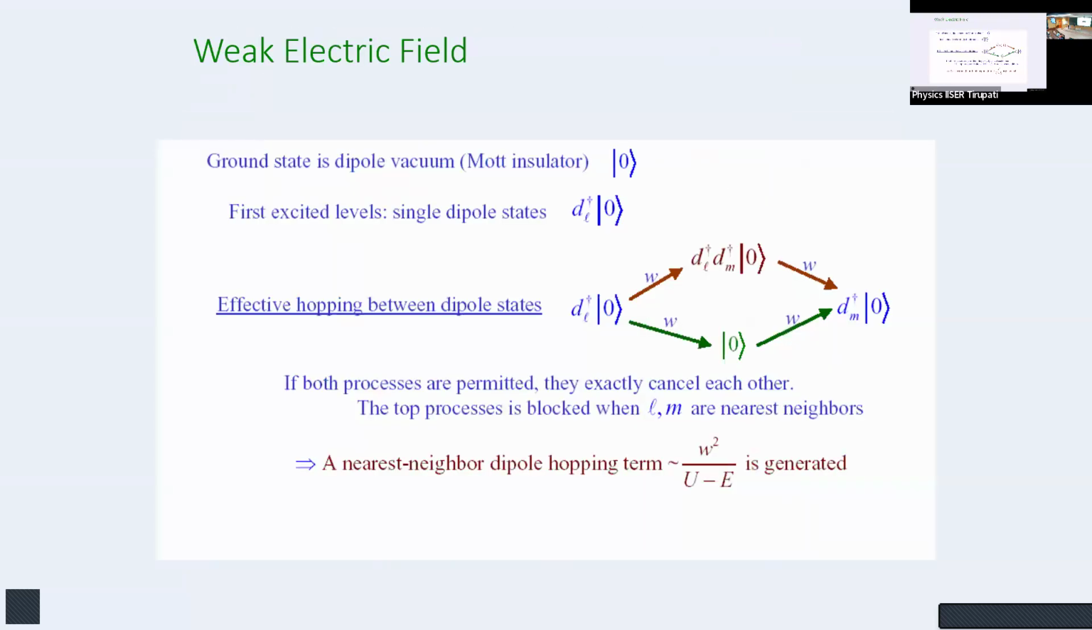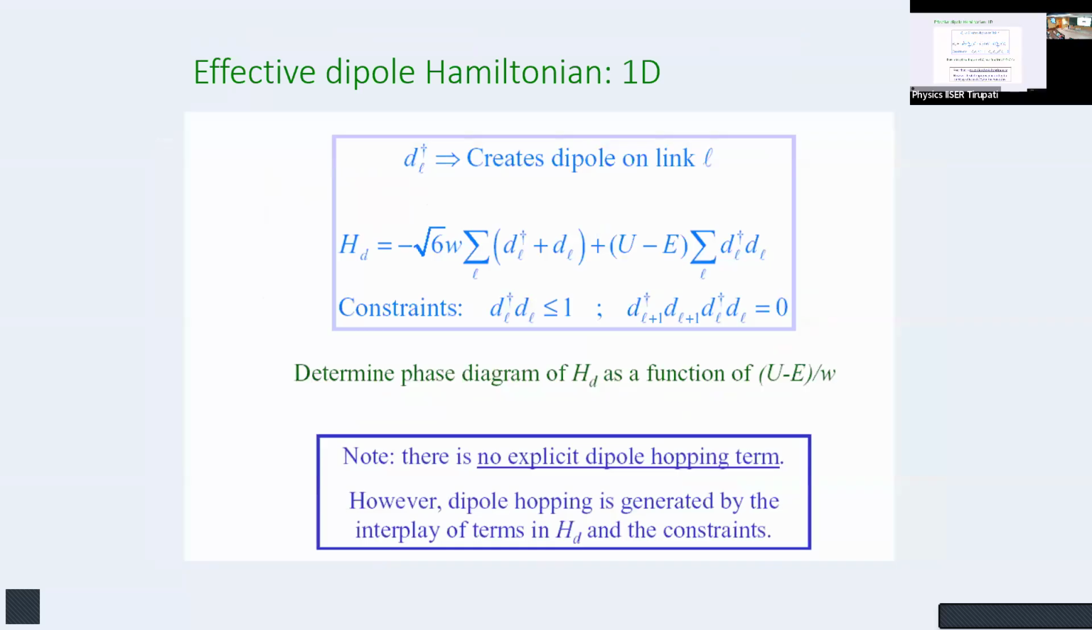That will work even if you have more bosons per site, because the second dipole is going to cost an energy which is much larger than this U minus E. So you can have either zero or one; the second dipole cannot be there.